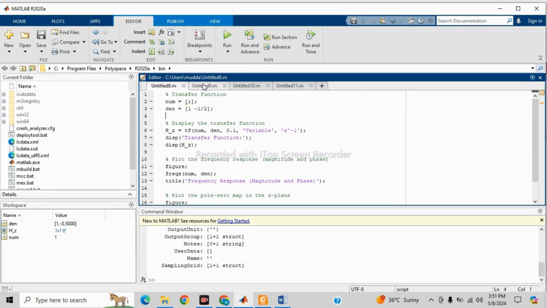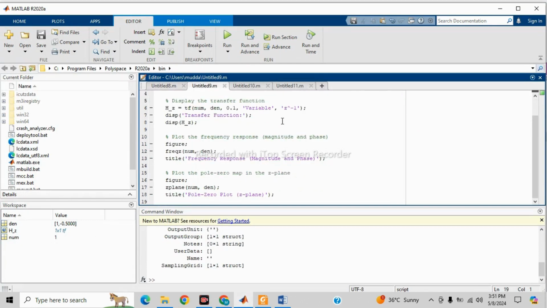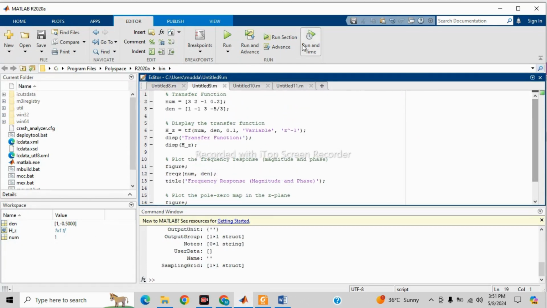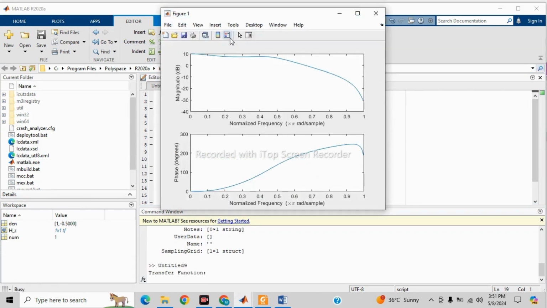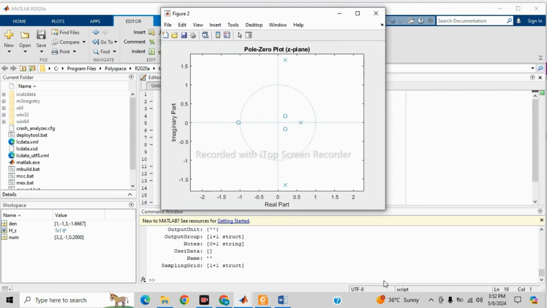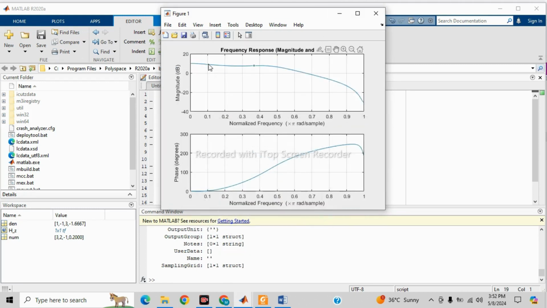So I write here, this is the MATLAB code for task number 2, and the output of this is here. So this is the output, pole zero plot in Z-plane. These are the poles, and these are the zeros, 3 zeros and 3 poles. Here is the frequency response in decibels, magnitude response, and this is the phase response in degrees.